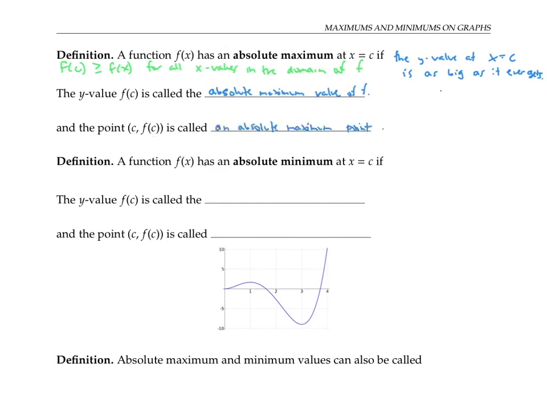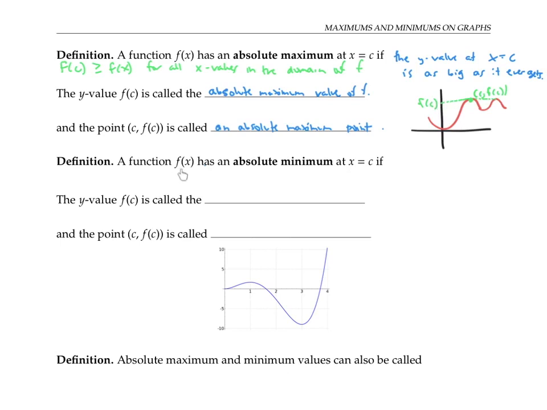If I have a graph of a function, then the absolute maximum value, f of c, is the highest value that function ever achieves. And the absolute maximum point is the point where it achieves that value. Now, it's possible for a function to have more than one absolute maximum point if there happens to be a tie where that highest value is achieved. But a function can only have at most one absolute maximum value.